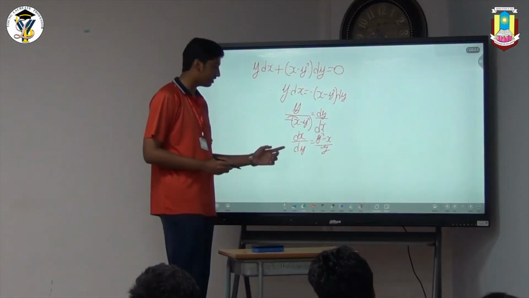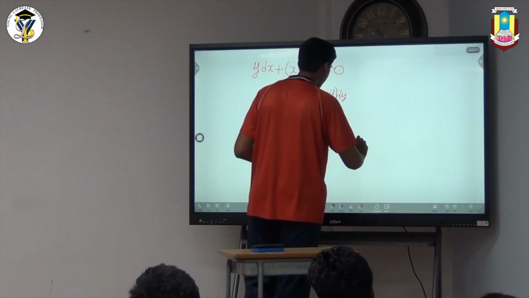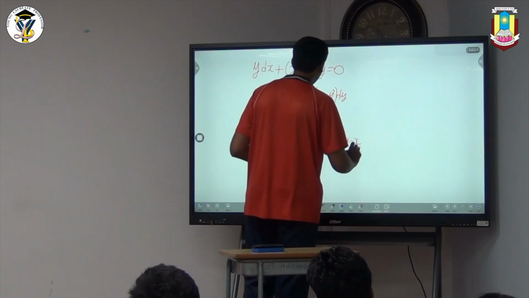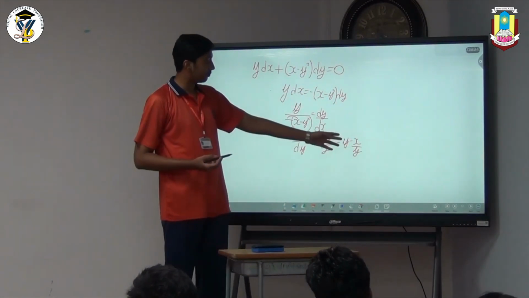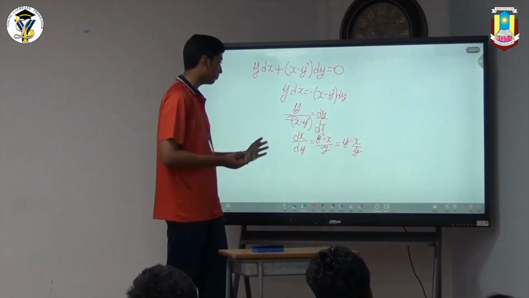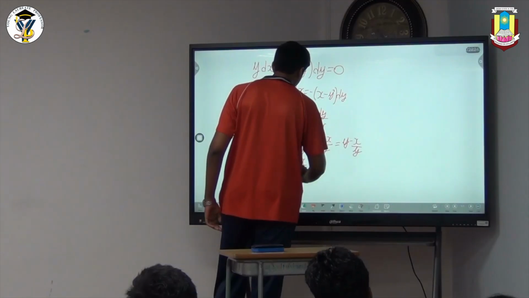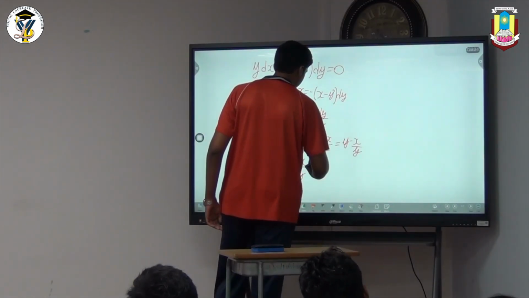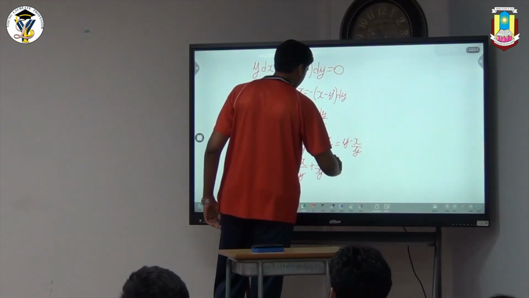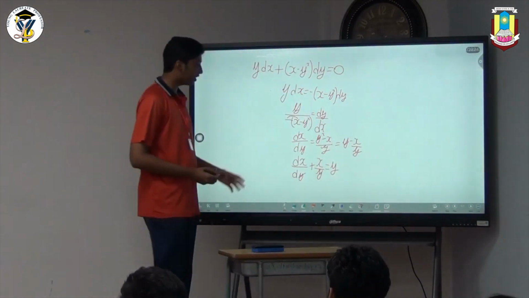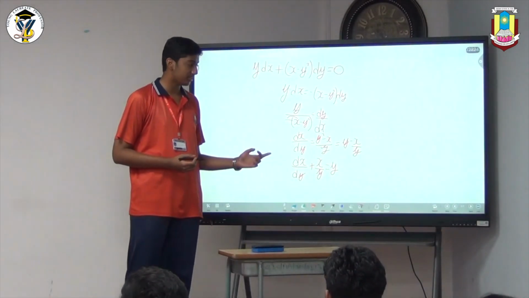We can simplify this into y minus x by y, and we can take this negative x by y term to the left side. dx by dy plus x by y is equal to y. We have gotten this. This is the second form of the first order linear differential equation.